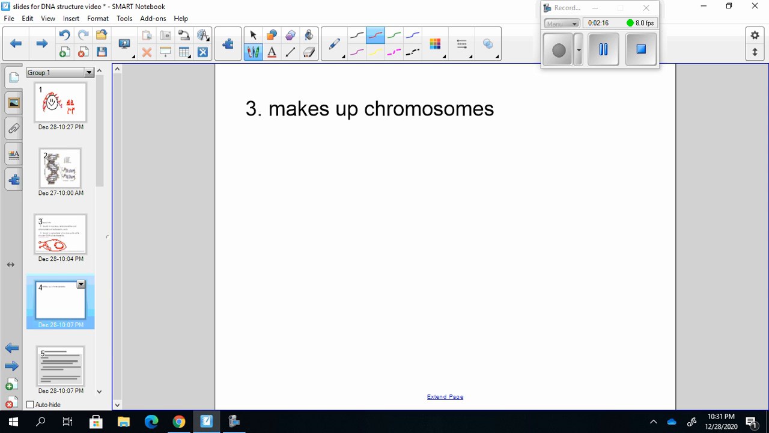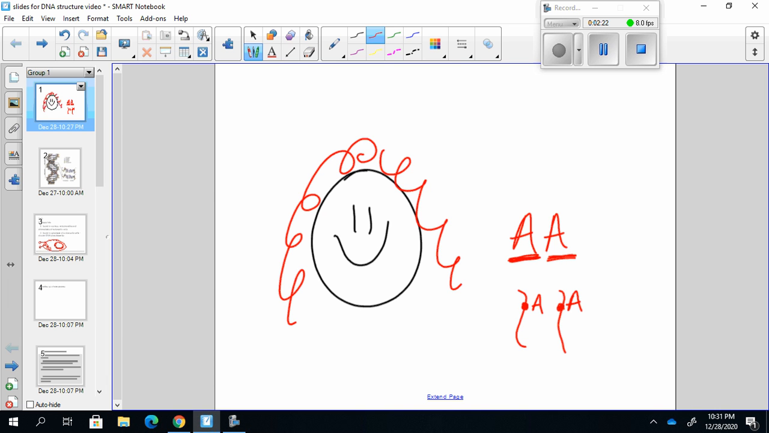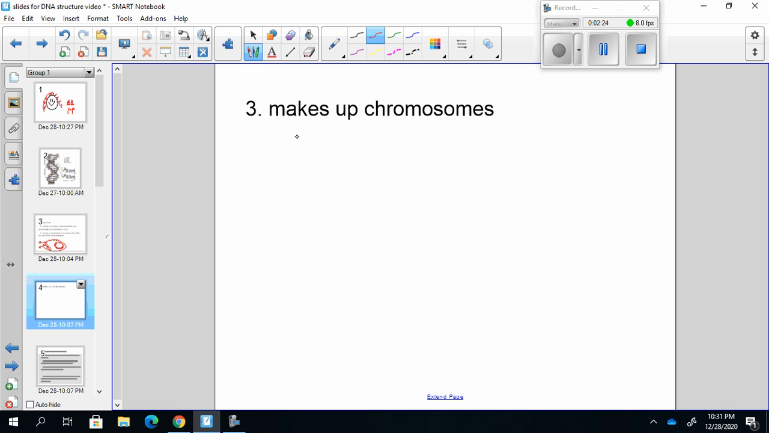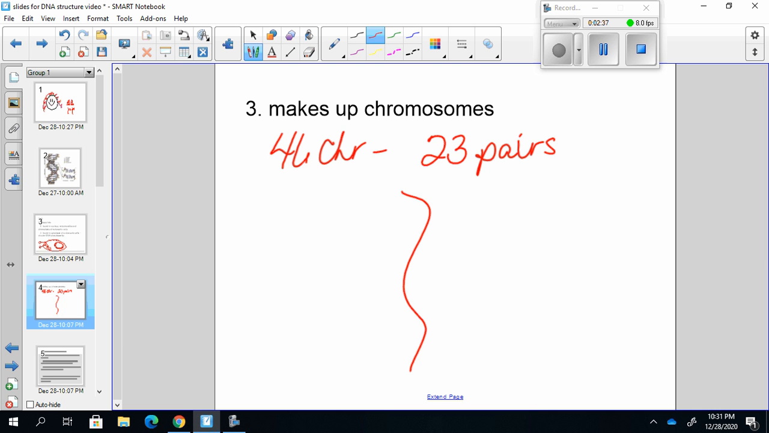All right, makes up chromosomes. So we were just starting to talk about this in my slide over here. So we know in humans that we have 46 chromosomes. They are really pairs. So there are 23 pairs. And those chromosomes really just look like a strand. In reality, it is a double helix.